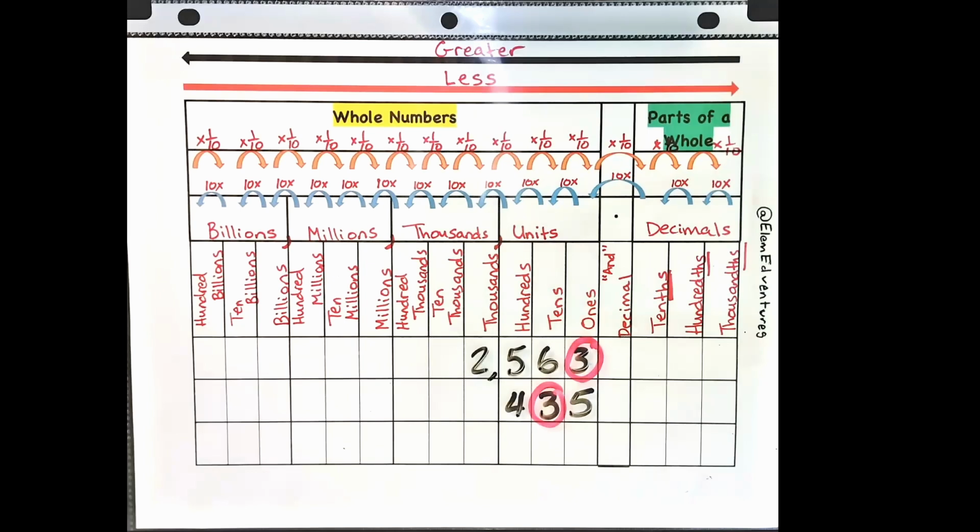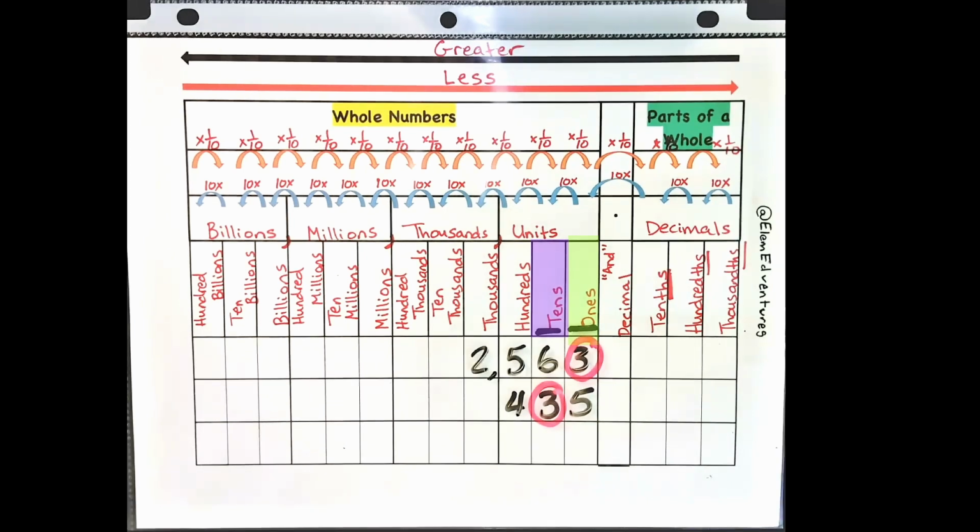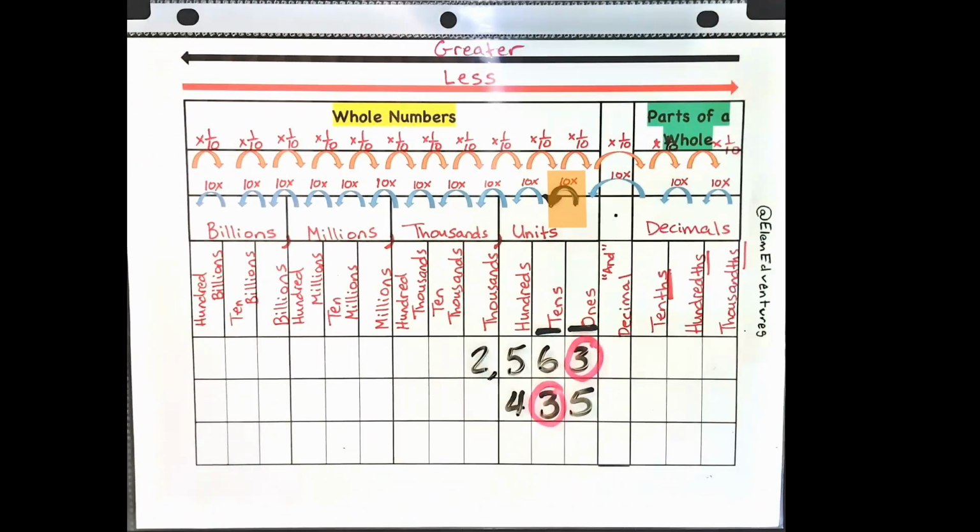The 3 in 2,563 is in the ones place. I'm going to underline the ones place on my place value chart. And the 3 in the number 435 is in the tens place. I'm going to go ahead and underline the tens place on my place value chart. If I go from 3 ones to 3 tens, I'm only going 1 space to the left. I'm going to trace the blue arrow that goes from the ones place to the tens place.